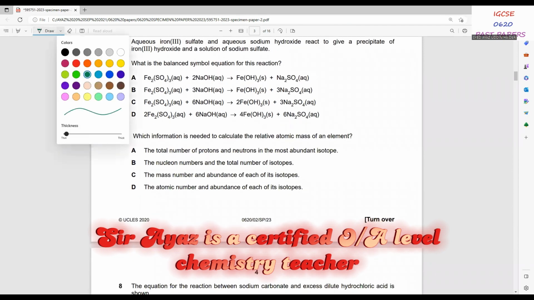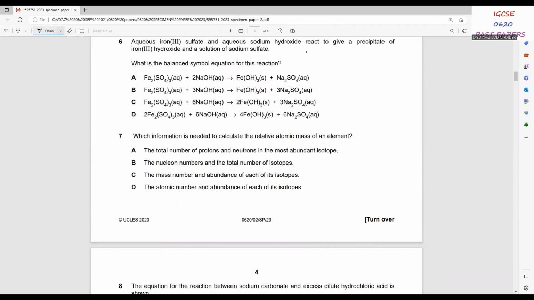6. Aqueous iron(III) sulfate and aqueous sodium hydroxide react to give a precipitate of iron(III) hydroxide and a solution of sodium sulfate. What is the balanced symbol equation for this reaction?